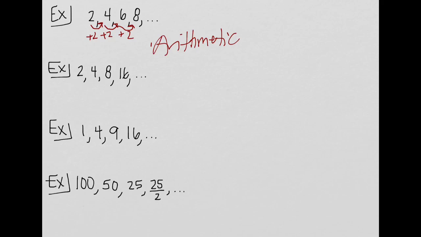This one, draw your arrows again to determine what's happening. You could say 2 plus 2 again, but then you try 4 plus 2, and that's not going to be 6. So this needs to be times 2, because 4 times 2 is 8, and 8 times 2 is 16. So if you're multiplying by the same number every time, this is your geometric.